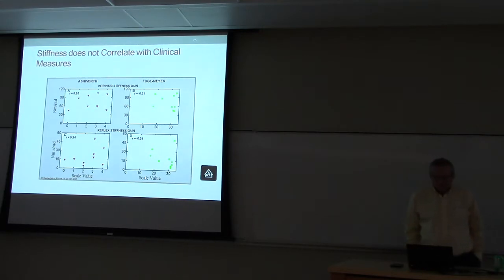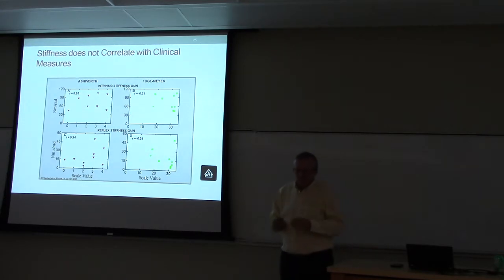The problem is when we try to correlate our measures of stiffness, our nice engineering measures of stiffness, with clinical measures, such as the Ashworth scale or the Kubel-Meyer scale, there's almost no correlation between them. So the problem that we have is we're making a measurement which clearly distinguishes between the normal and this, but it doesn't seem to correlate with clinical measures. One explanation for that, of course, is that clinical measures are no good. The other possibility is that they're measuring something else.